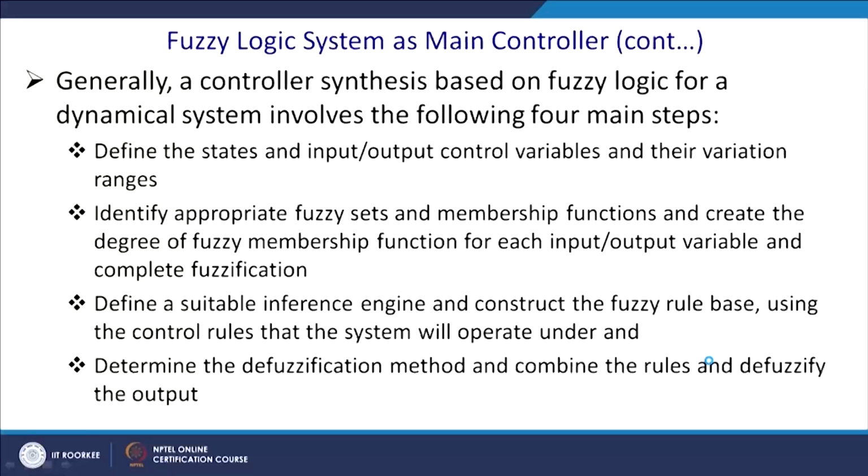Generally, a controller synthesis based on fuzzy logic for a dynamical system involves the following 4 main steps. Let us see one by one. Define the states and the input, output, control variables and their various ranges. Whenever we say the states in the control system, we always understand the current through the inductor and the voltage across the capacitor, but its scope is beyond. It can have a different state also, a different quantity as the state.